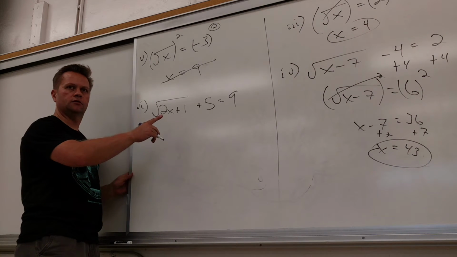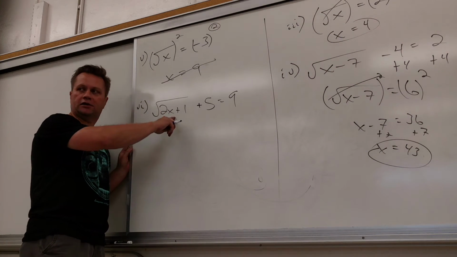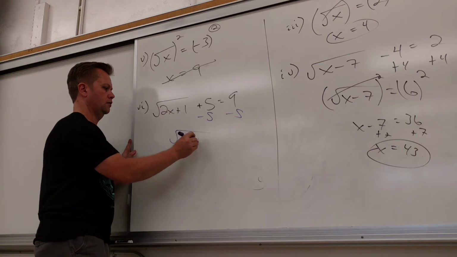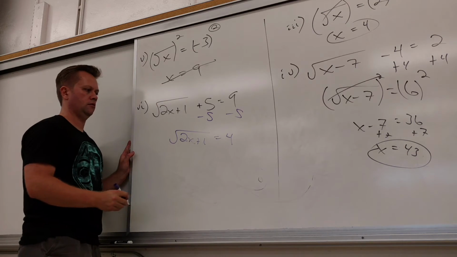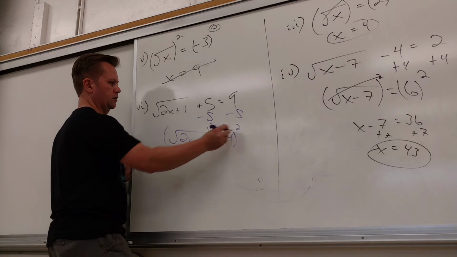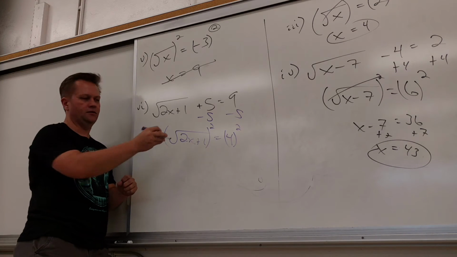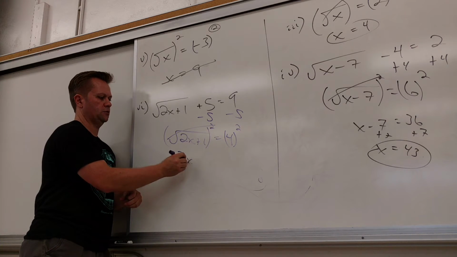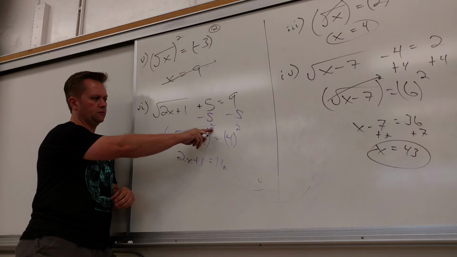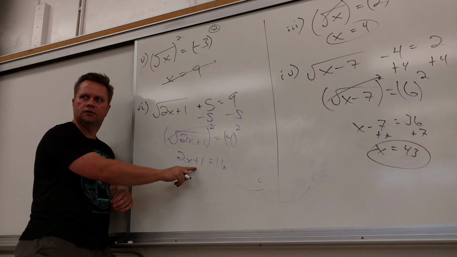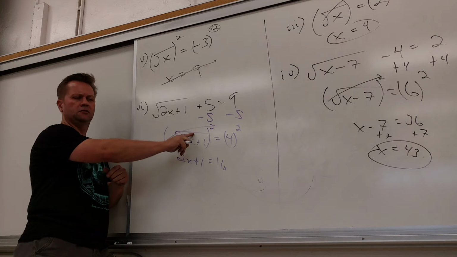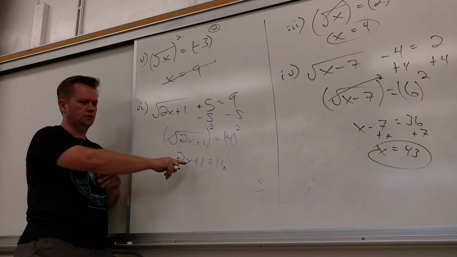What do I do first? Isolate your radical element. I like it. So subtract 5. Square it to kill your radical element. Kill the radical element. 2x plus 1 equals 16. One big mistake right here is people square the 2x plus 1, and then the problem becomes way worse than it's supposed to be. The square is dead. No square left for that.